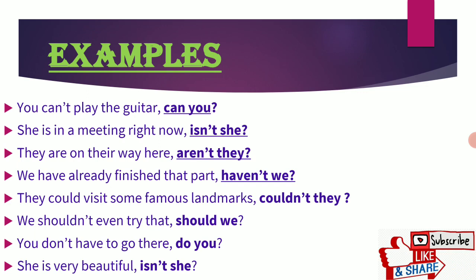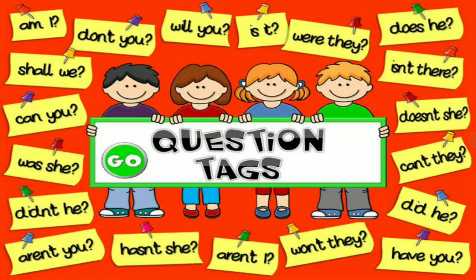So these are some of the examples of question tags. I hope everybody has understood very well how to frame a question tag. Now these are some of the words usually which you hear in a question tag. Aren't you, didn't he, was she, can you, shall we, don't you. So there are n number of tags which you can see here.